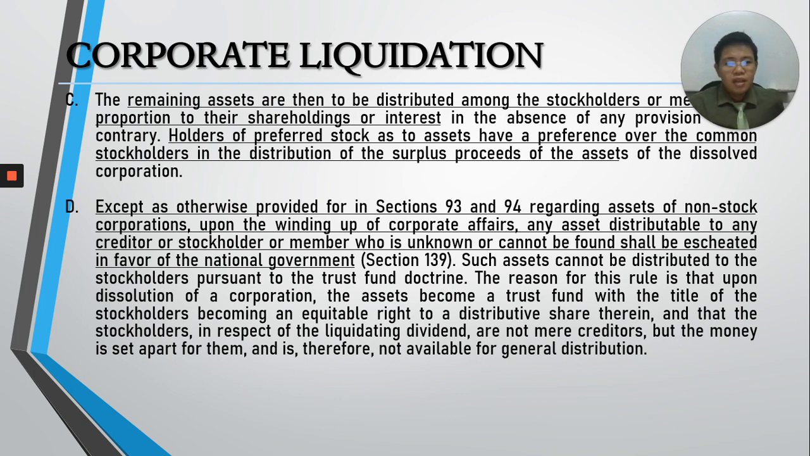So anyway, any asset distributable to any creditor or stockholder who is unknown. So meron tayong asset na kailangang ibigay sa isang creditor or stockholder. Merong utang na kailangang ibayad sa creditor. Merong asset na kailangang ibigay sa stockholder or member. Because remember, merong mga assets which can be returned to the members. Allowed naman yan eh. If such creditor, stockholder, or member is unknown or cannot be found, it shall be escheated in favor of the national government.